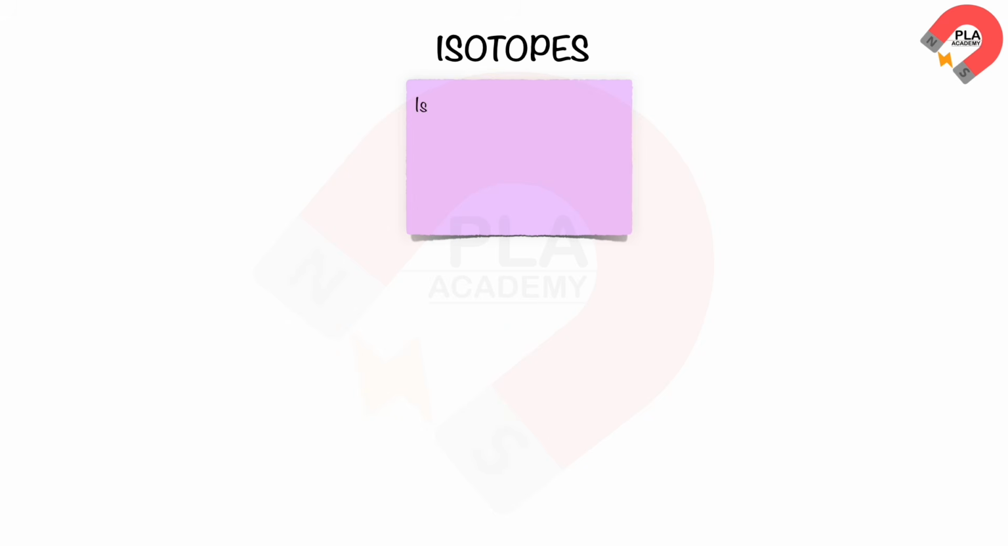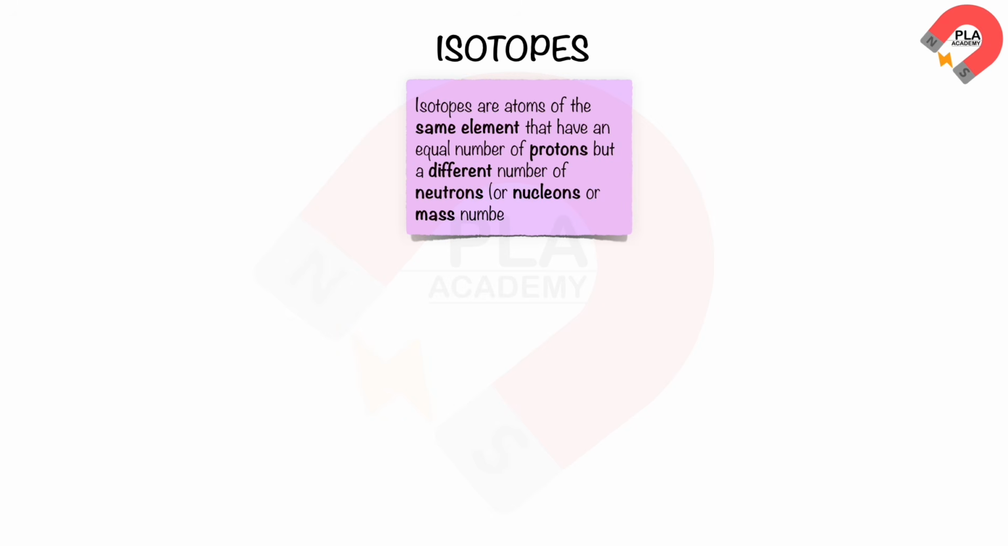Isotopes. Isotopes are atoms of the same element that have an equal number of protons, but a different number of neutrons, or nucleons, or mass numbers. This means that each element can have more than one isotope. Hydrogen, the simplest element, serves as a great example. It has 3 main isotopes.